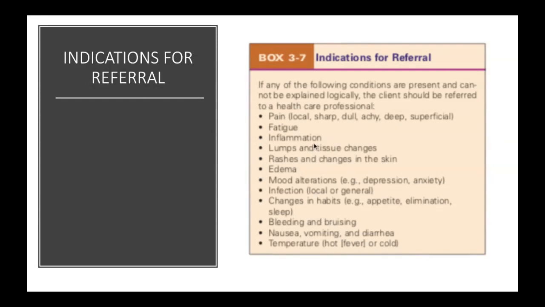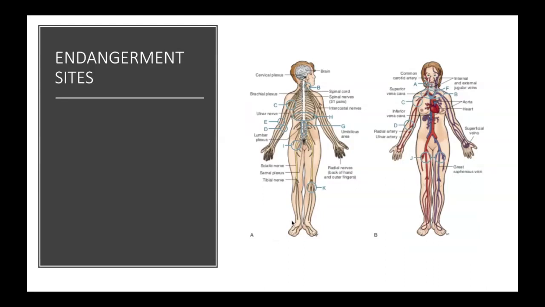All right. We don't want to be in a situation where we don't understand what is indicated for a referral, and you're not referring that client out. All right. Endangerment sites. This is in the Tappan's book as well. You'll see here, these are some of the endangerment sites. Obviously, behind the knee, and then we have the glands in the armpit. Obviously, the neck. We want to avoid that.